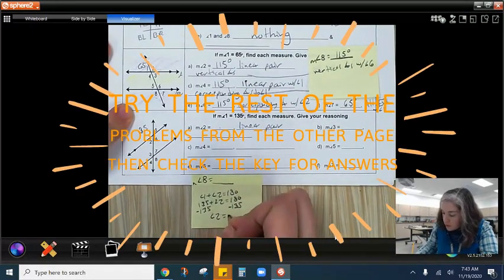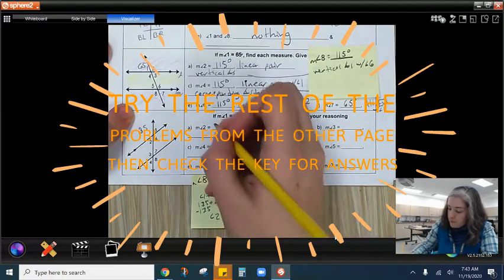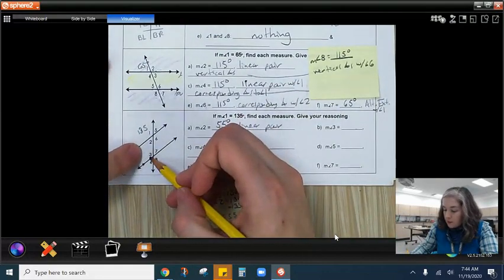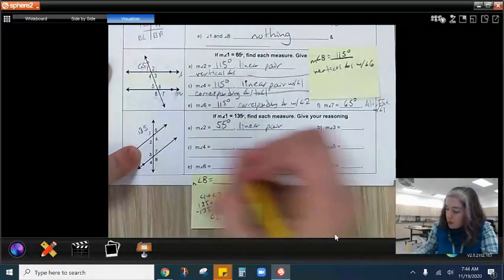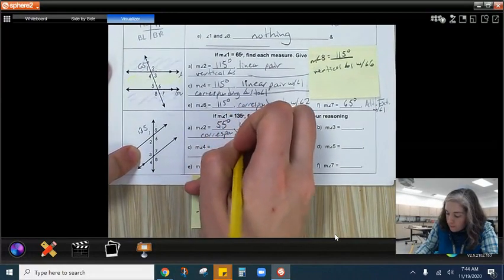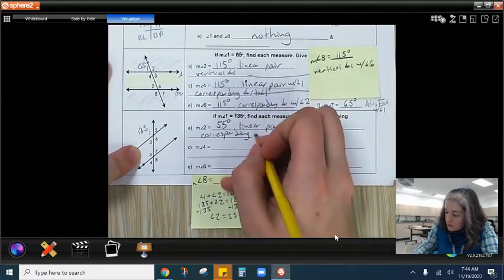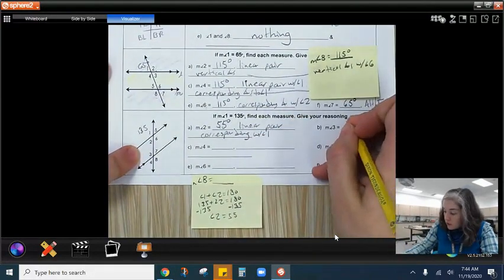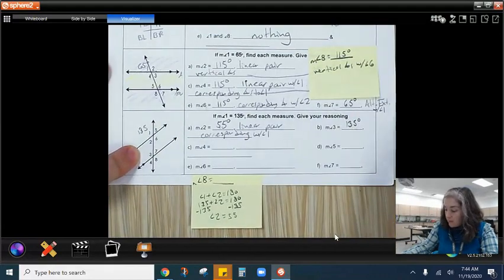So then angle 2 is equal to 55. So this angle is 55 degrees. All right, angle 3 is next. Angle 1 and angle 3 are corresponding, so that means they are congruent. So this is 135 degrees as well.